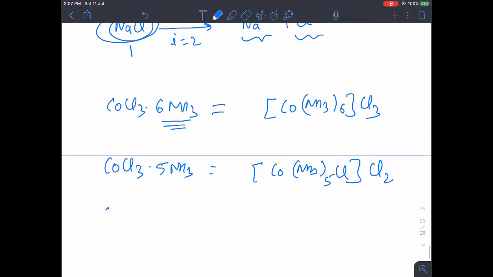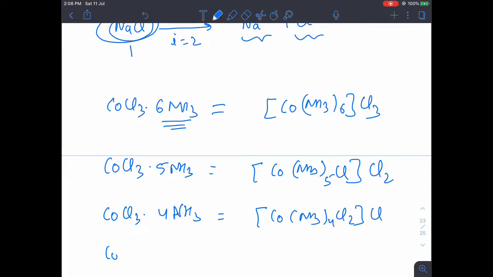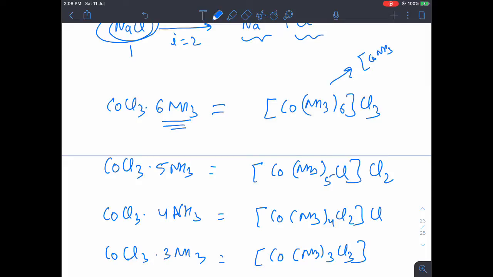Similarly, CoCl3 dot 4 ammonia, in that case it will be Co ammonia whole 4, and we will have to take 2 chlorine inside. And similarly, my dear, if you take this one, 3 ammonia, in that case we have to take all chlorine inside only. Why? Because to maintain the coordination number 6. Now tell me which case we will get more ions. Obviously in this case, because this will give Co ammonia whole 6 plus 3 chloride ion.